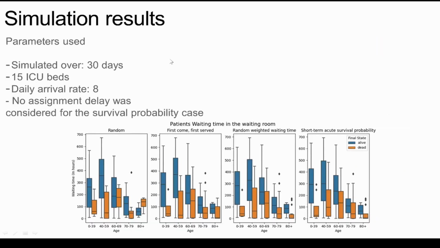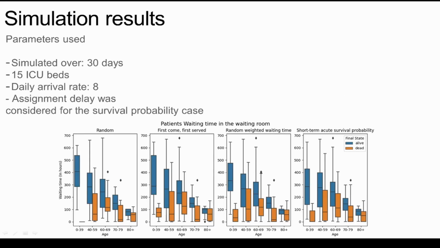Now, we want to observe how many hours on average the patients have waited in the waiting room, depending on their age groups. For the first simulation, we can see that the patients who made it out alive, most likely because they were transferred to the ICU, lasted longer than the patients who died in there. This is the case for all criteria.